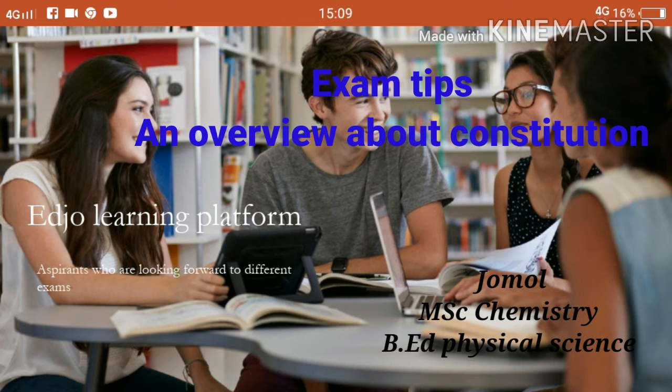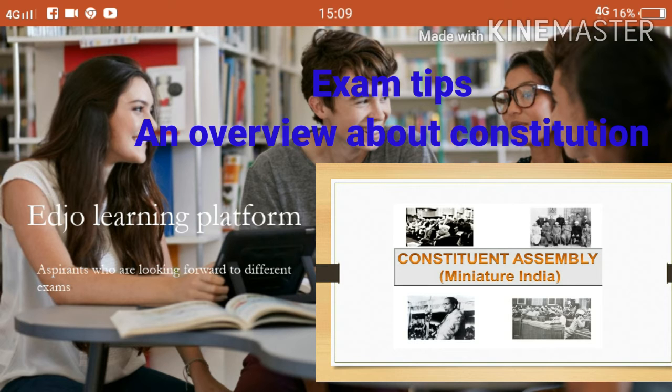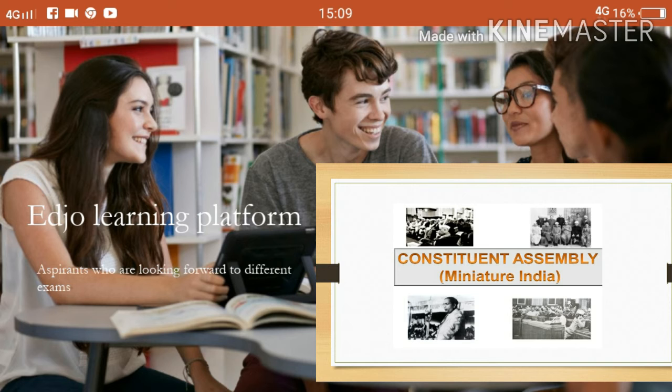Today we are discussing the most popular topic, that is the Constitution. This topic is very useful for many exams, all kinds of government exams, all kinds of teachers exams and all. So we have to study these parts, then only we can remember them while writing the examination.